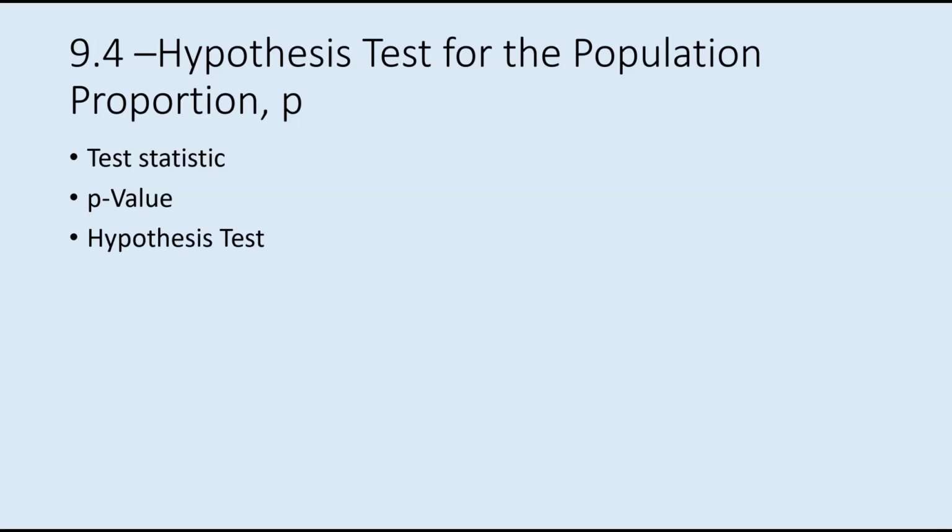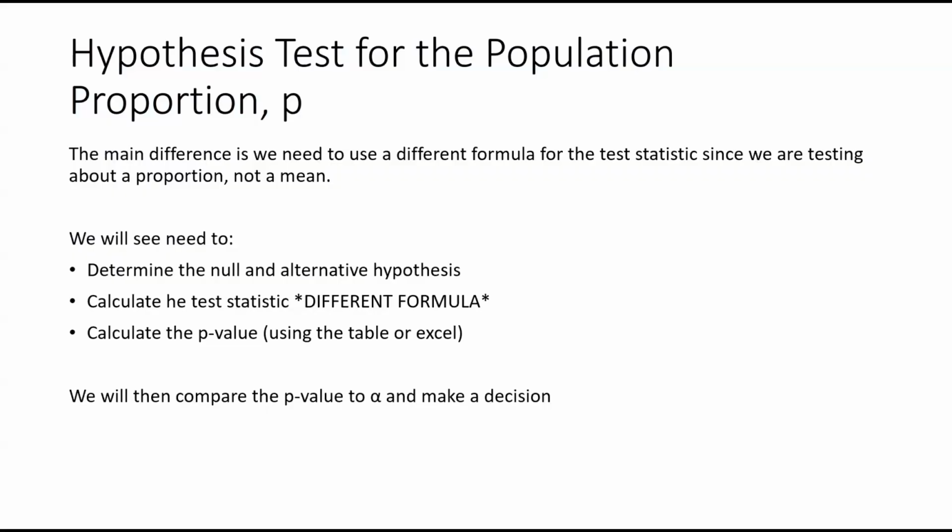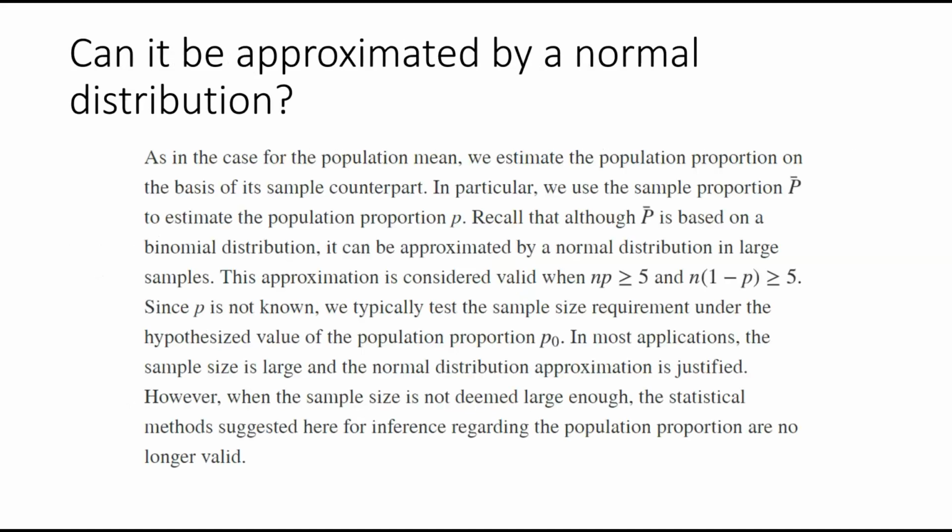The final section in Chapter 9 is hypothesis testing for the population proportion P. In this case, we're still going to determine the null and alternative. We're going to calculate the test statistic with a different formula. We're going to calculate the p-value using Excel, compare the p to alpha, and make a decision. So the main difference is going to be the different formulas.